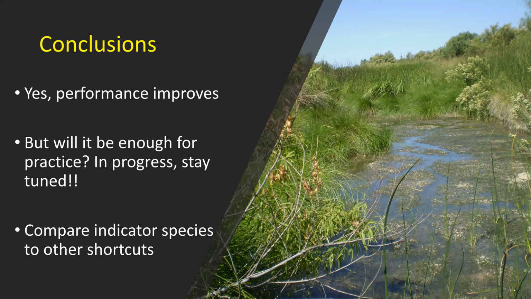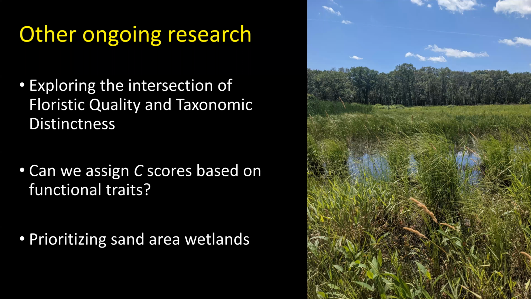So our next project is to compare indicator species to other shortcut methods, which is rapid assessment method and an FQI using dominance only for this large data set that we have from Kentucky. And that's a potential student project because we have lots of projects going on and not enough time and not enough people. So that was just a little bit of the work that I've been involved in.